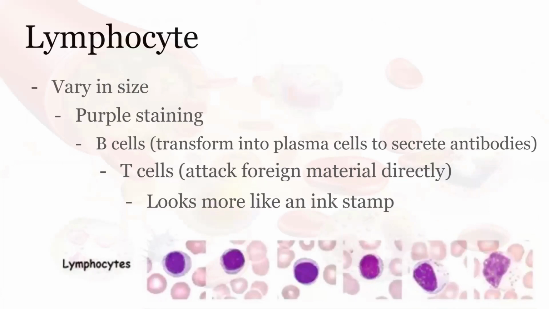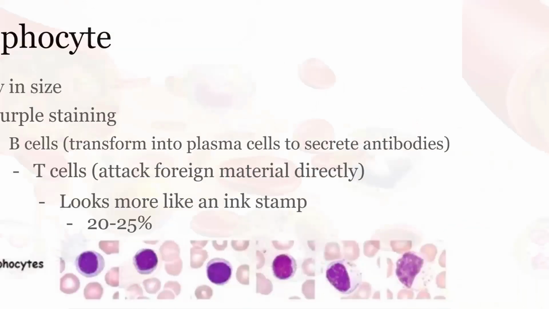It looks more like an ink stamp. So you all know back then they would throw the ink and then use like a stick basically to seal envelopes, to basically give approval on letters and so on. And it makes up 20 to 25% of white blood cells.